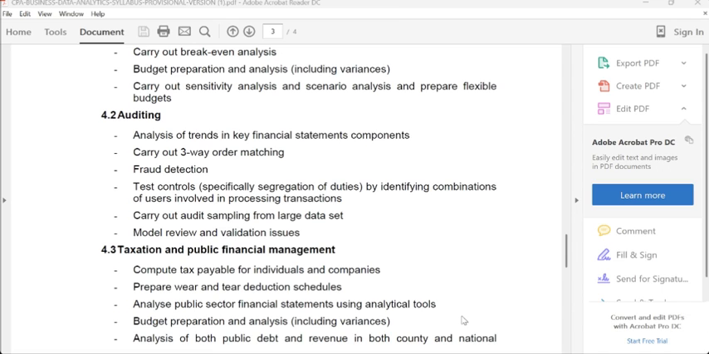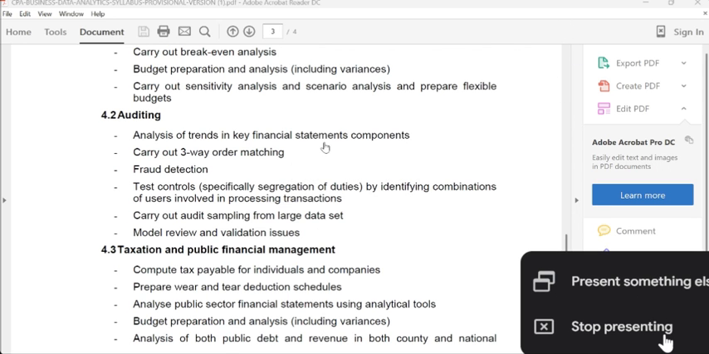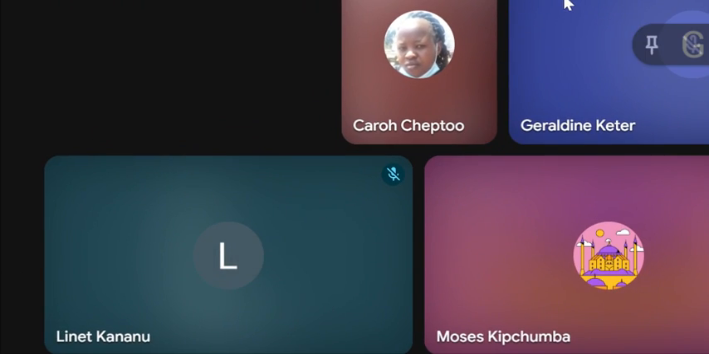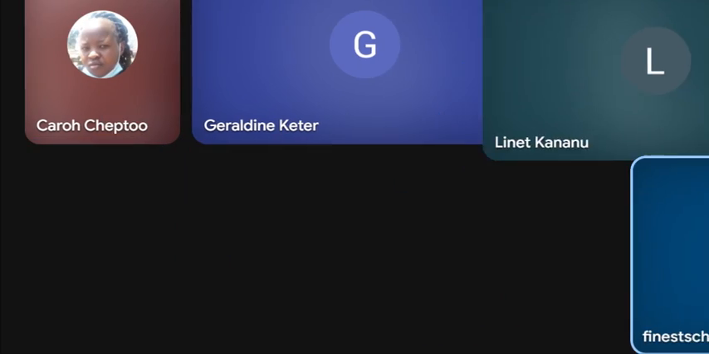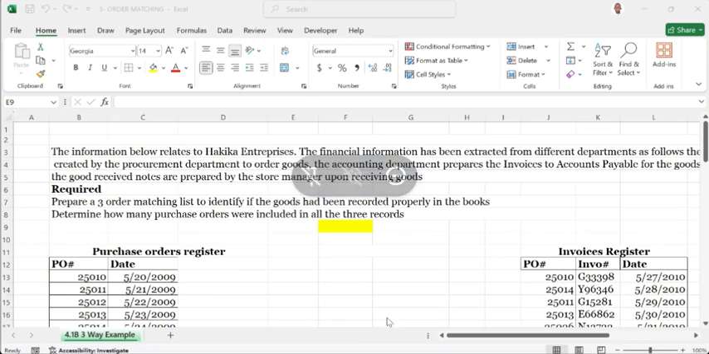We have carrying out audit sampling from a large data set. So when you have a large data set, how can you do the audit? Then model review and validation issues: how can you validate some data? The major focus is the first one, the second and the third. The fourth will be done when we do either fraud detection and the three-way order matching. So once we do those, we'll be good to go.